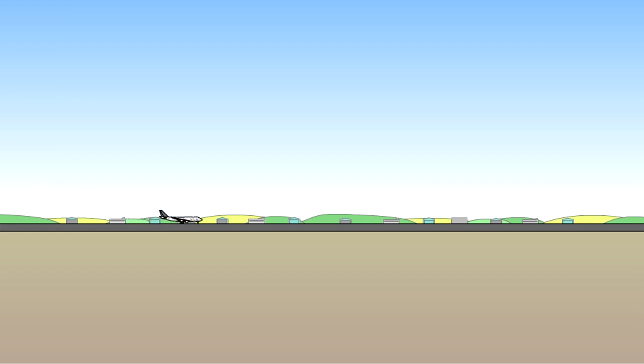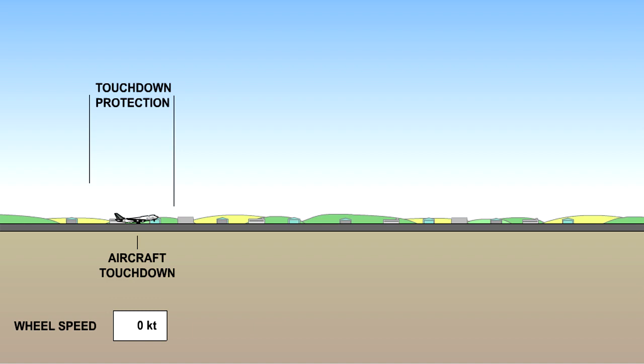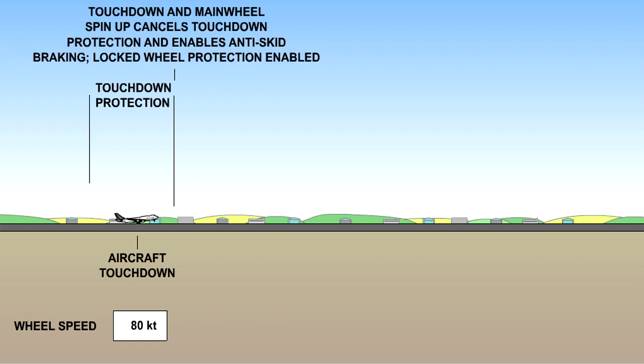To summarise the electronic anti-skid system, here is a demonstration of how it will operate during approach and landing. On approach, with the gear selected down and anti-skid switched on, the touchdown protection system will not allow the brakes to be applied. On touchdown, once the ASU receives an on-ground signal and the main wheels have spun up to about 80 knots, touchdown protection is disabled and braking can commence.